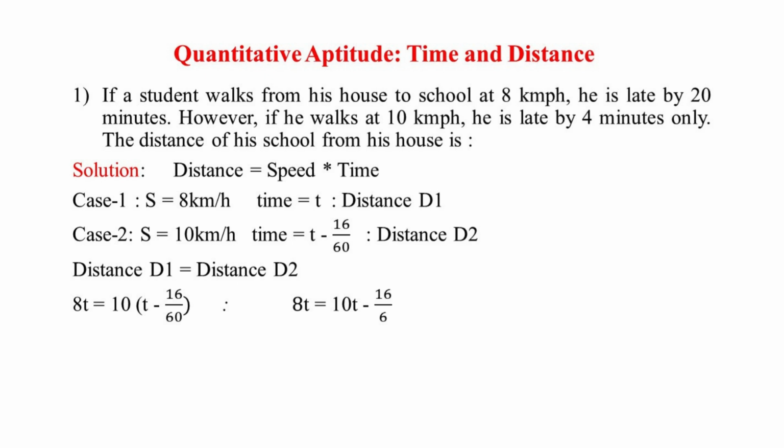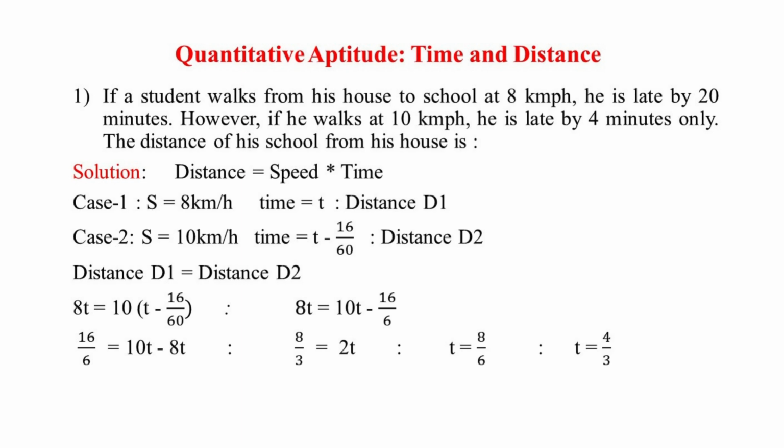If we solve this, we get 8t equal to 10t minus 10 into 16 by 60, which is 16 by 6. In the next step, 16 by 6 we take to the LHS and 8t to the RHS. So 10t minus 8t becomes 2t, and 16 by 6 becomes 8 by 3. Now t will be equal to 8 by 6, which is 4 by 3. So now we got the time, but they are asking distance.